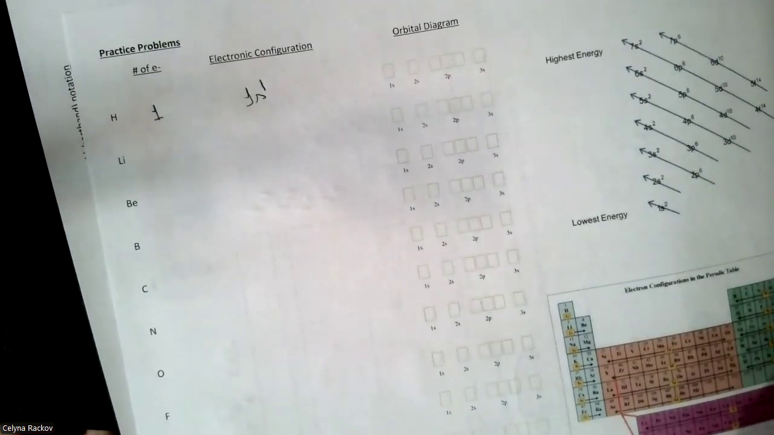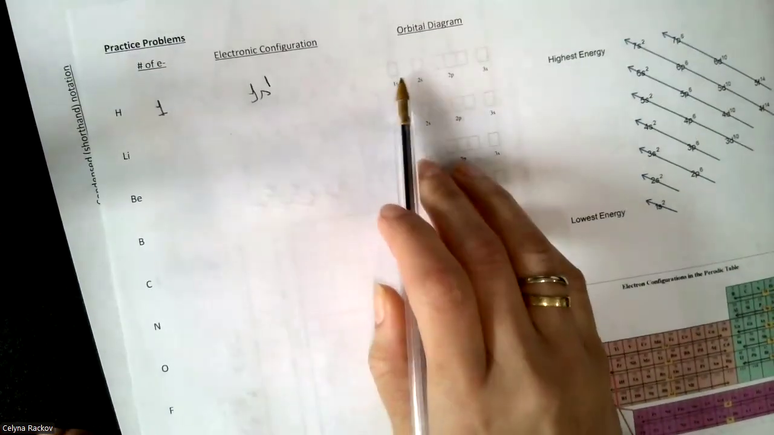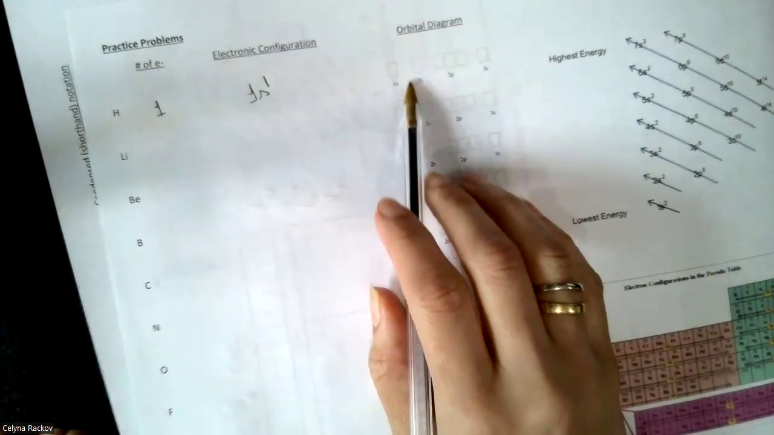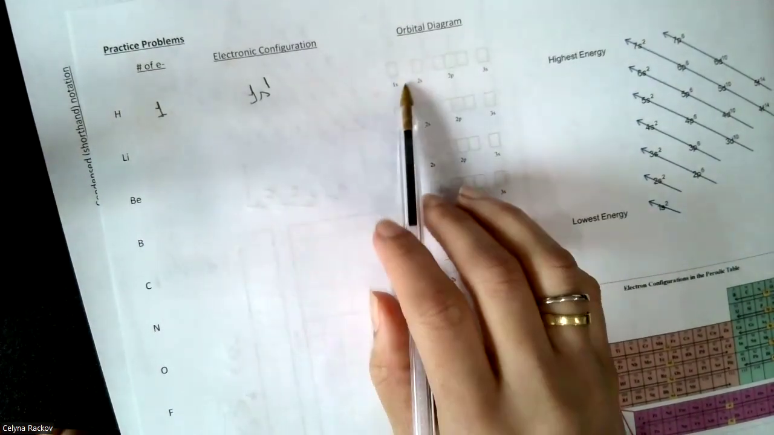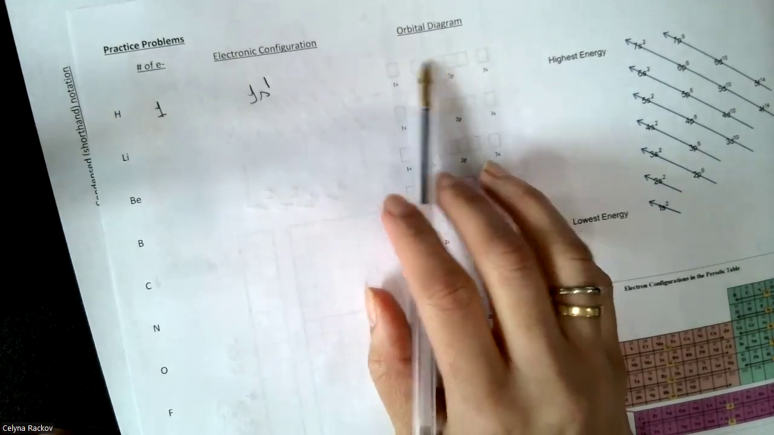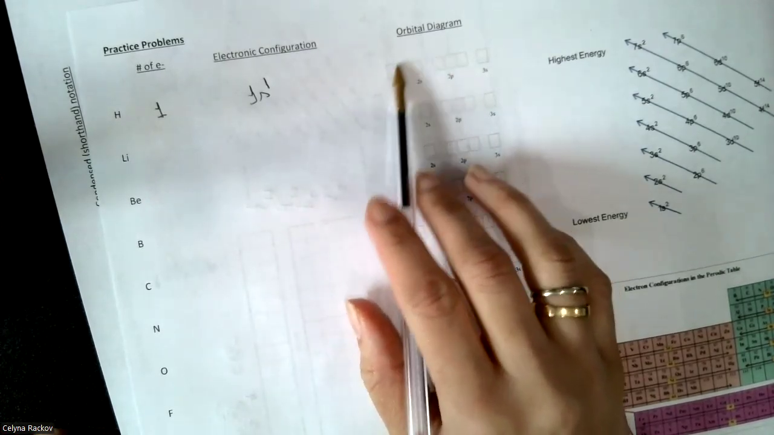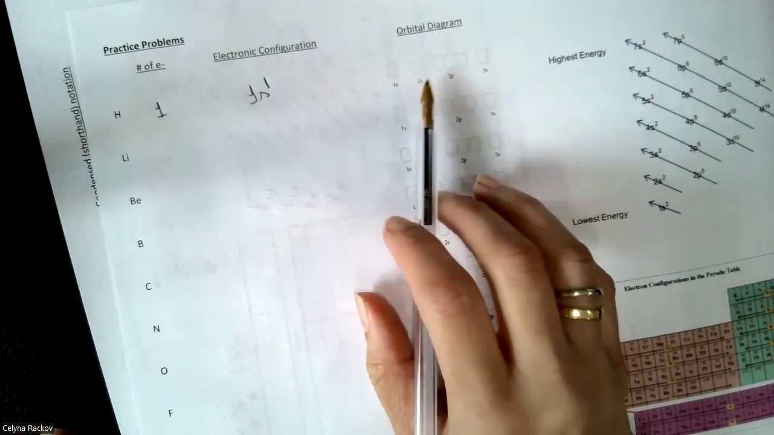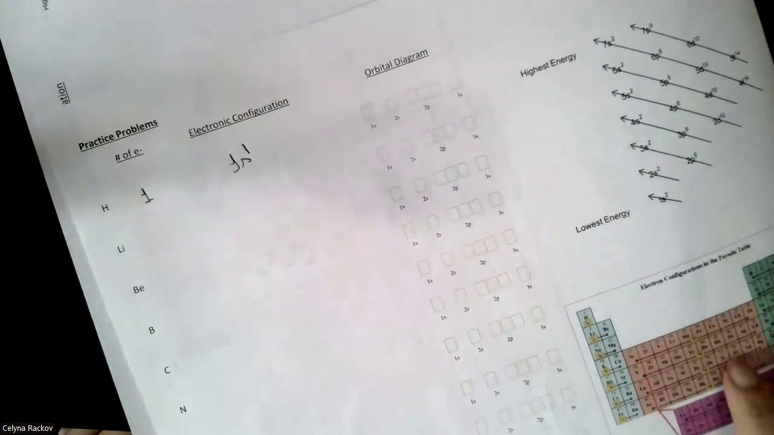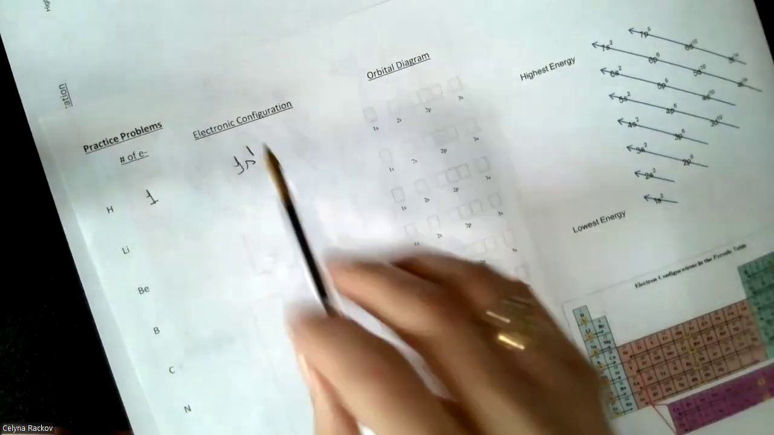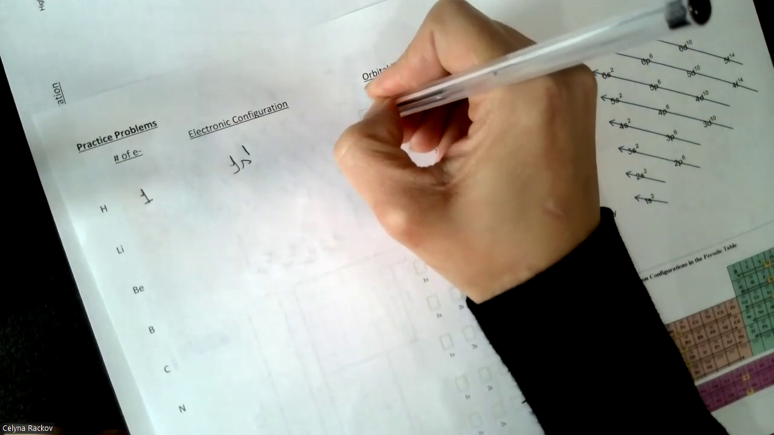What's the orbital diagram in here? For each orbital, we will be writing the electrons using arrows to represent each electron. For example, 1s1 has only 1 electron. The electron will be an arrow up here.